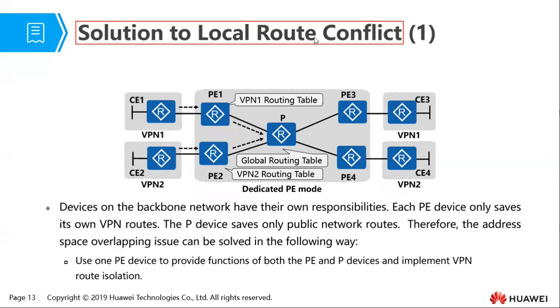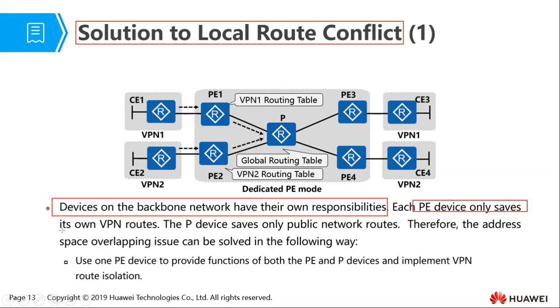Now, generally, devices on the backbone network have their own responsibilities. PE devices only save their own VPN routes. PE devices will have what we call a VPN routing table. So you can see here, this one has a VPN2 routing table. This one has a VPN1 routing table.